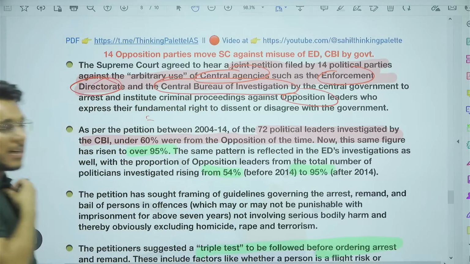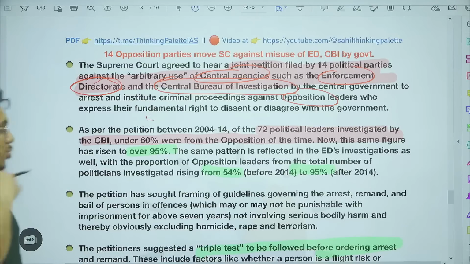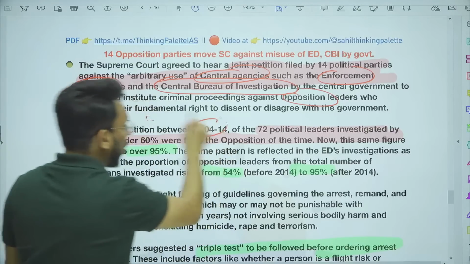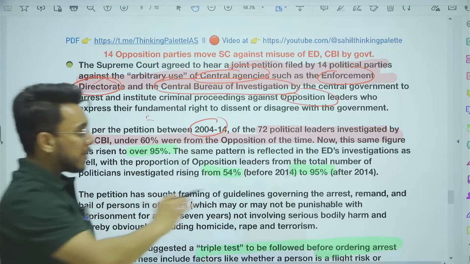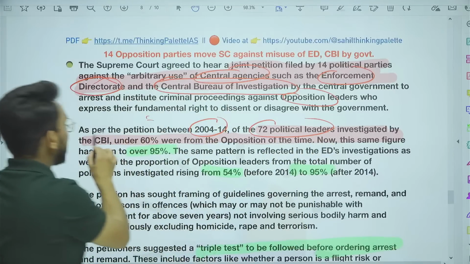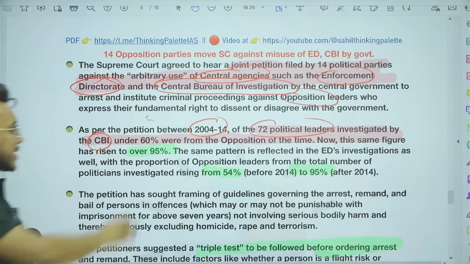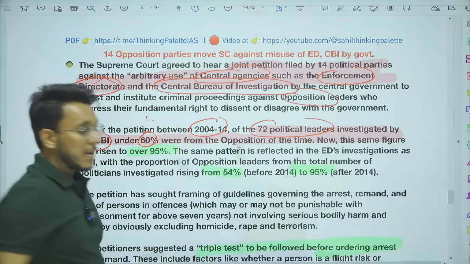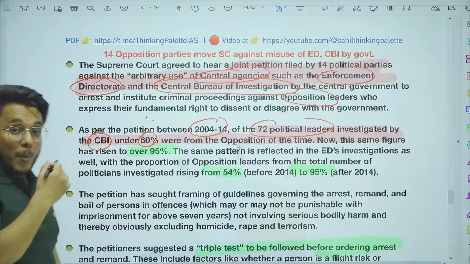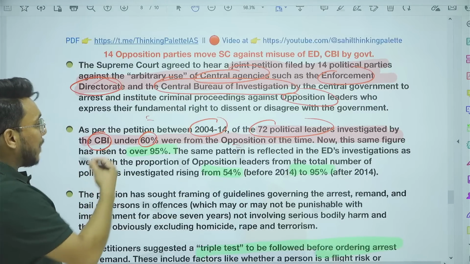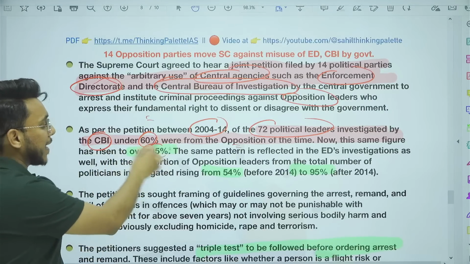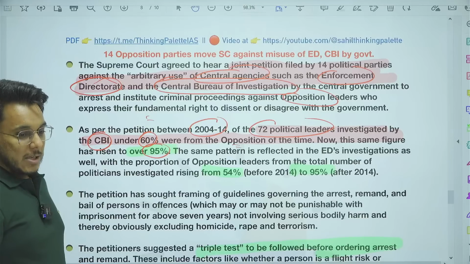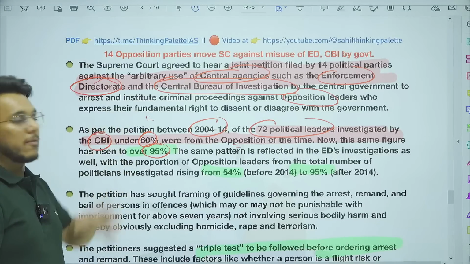Now here there are certain numbers that have been given. It is being said that between 2004 and 2014, 72 political leaders were investigated by the CBI, and out of those, 60% were from the opposition. But now the number of opposition leaders being targeted by the CBI has gone up to 95%. So 95% of the leaders that have been targeted are from the opposition.